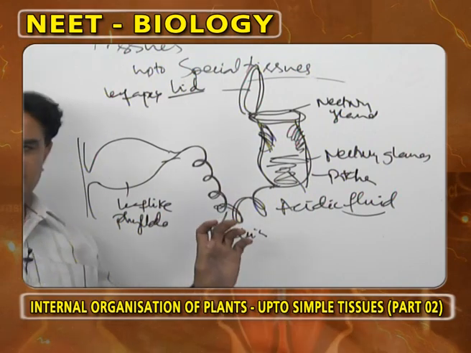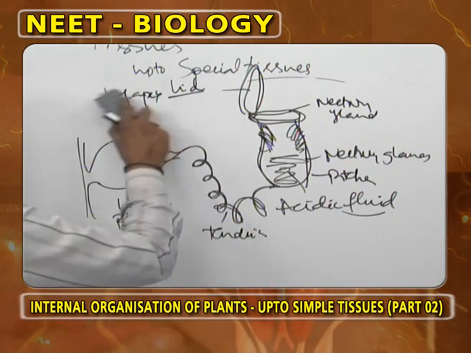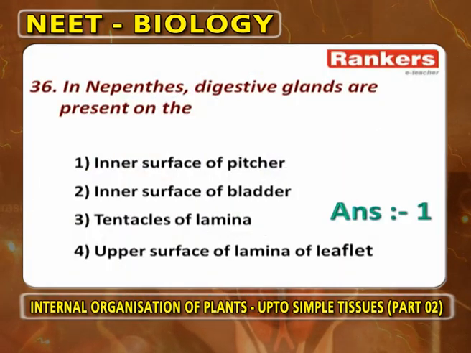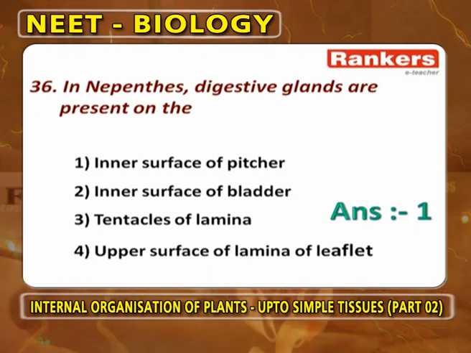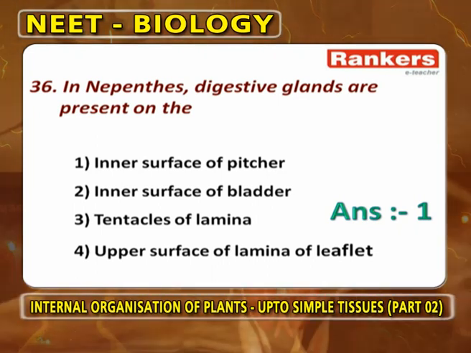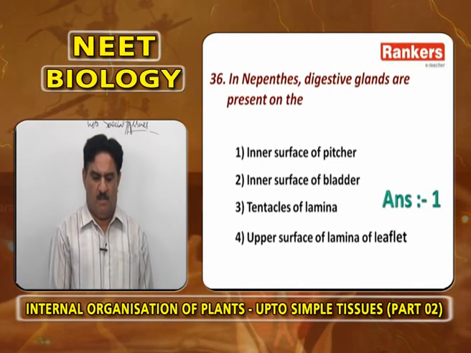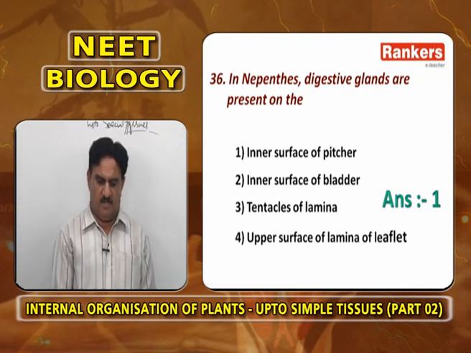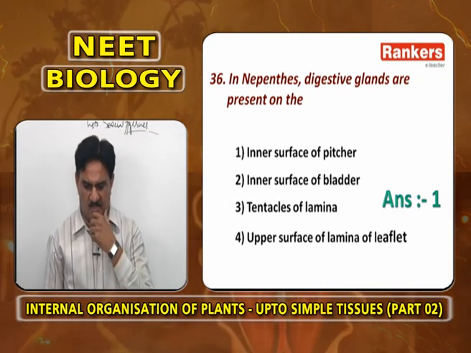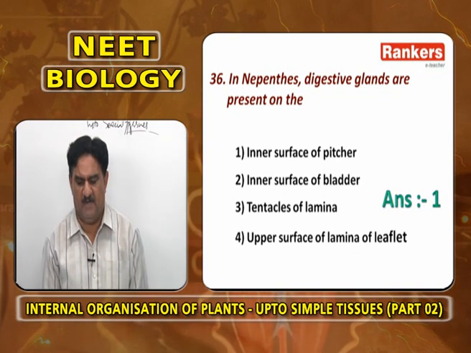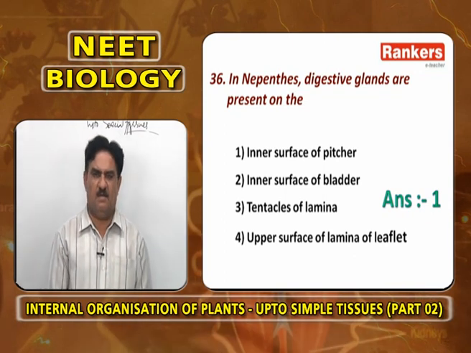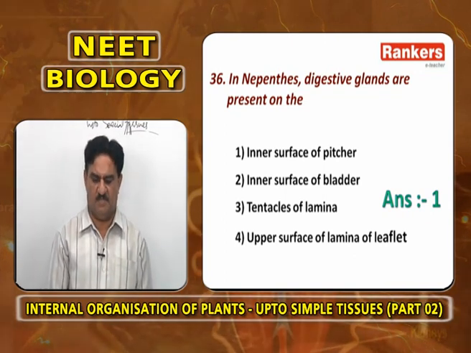The protein part of the insect's body is digested. How? All along the inner margins of the pitcher you will find many digestive glands that secrete digestive juices containing proteolytic enzymes. So, inner surface of the bladder is wrong, tentacles of the lamina is wrong, upper surface of the lamina or leaflet is wrong. Answer is all along the inner surface of the pitcher.